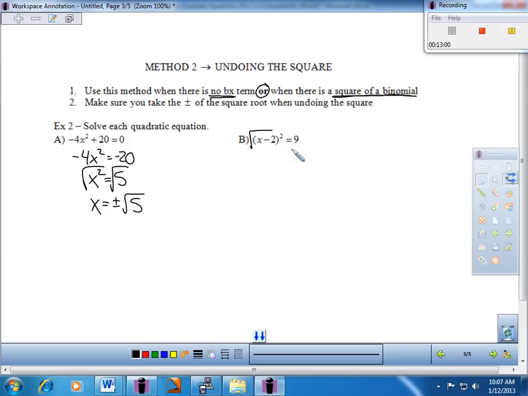So if you would, guys, I'm going to take the square root. In this case, you just get x minus 2. And over here, again, because I undid the square, I'll take the positive 3 and the negative 3. And then the only thing to do at this stage would be to add 2 to both sides. So I'm going to add 2 to both sides.